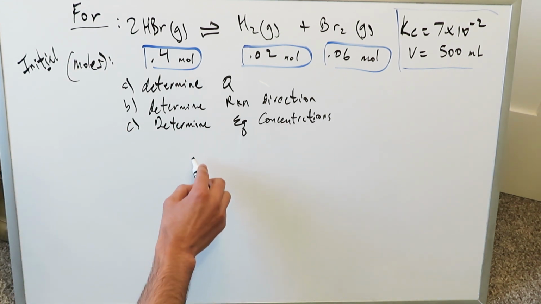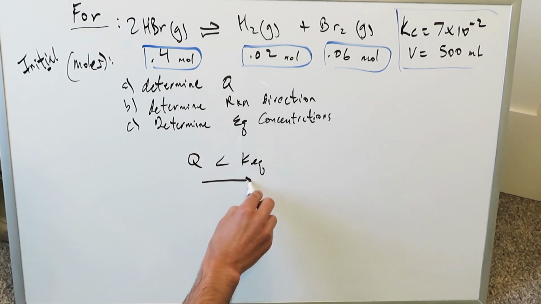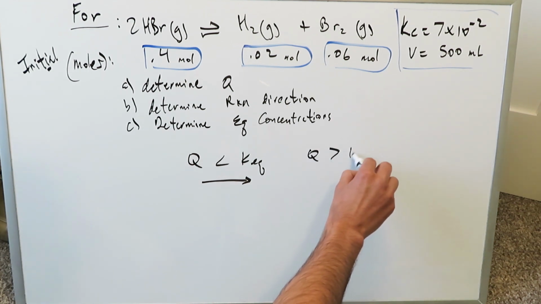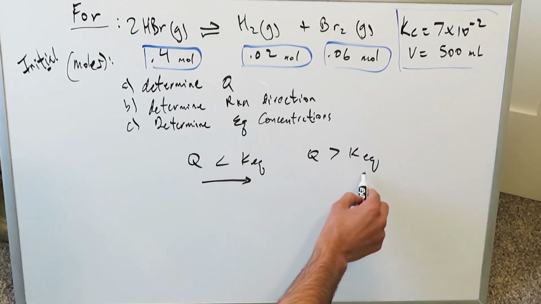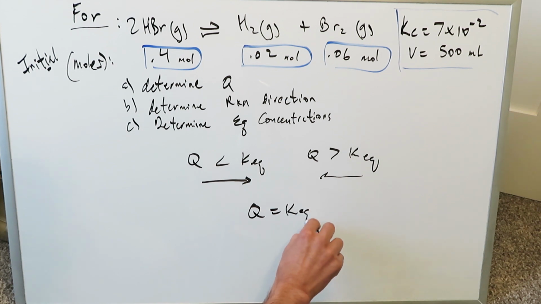Before we start, understand this. If Q is less than KEQ, your reaction will go towards the right in the forward direction. If Q is greater than KEQ, your reaction will proceed in the reverse direction, generally towards the reactants. If Q is equal to KEQ, your reaction is at equilibrium.